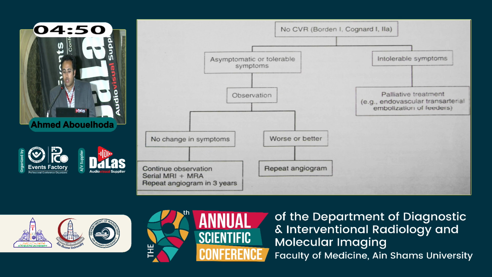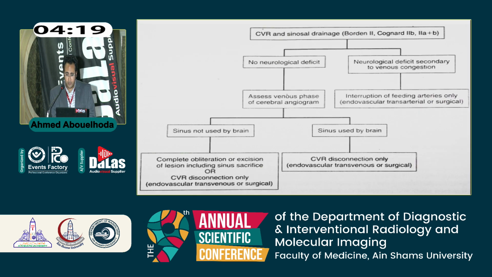If we have no cortical venous reflux, which is Borden type 1, Cognard type 1 and 2A, and the patient is asymptomatic or can tolerate his symptoms, just observe this patient. If there's no change in the symptoms, we can do serial follow-ups with MRA. If there's improvement or worsening of the symptoms, you have to repeat the angiogram. If the patient cannot tolerate the symptoms, we have to go for a palliative treatment. Here we can do endovascular transarterial embolization of the feeders.